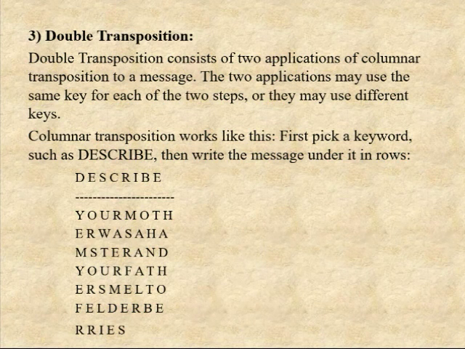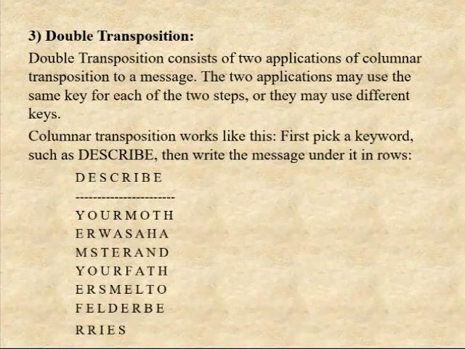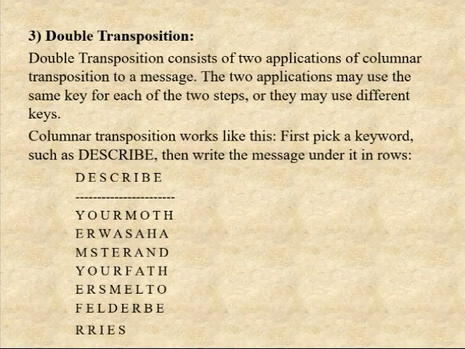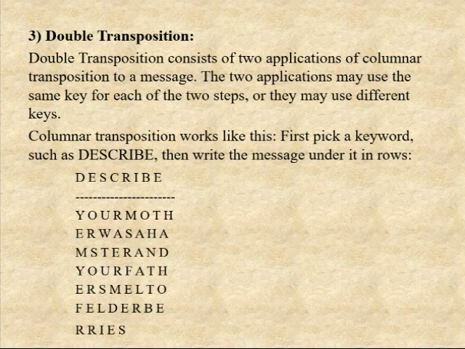Next one is double transposition. The double transposition technique consists of two applications of columnar transposition to a message. The two applications may use the same key for each of the two steps, or they may use different keys. Columnar transposition works like this.